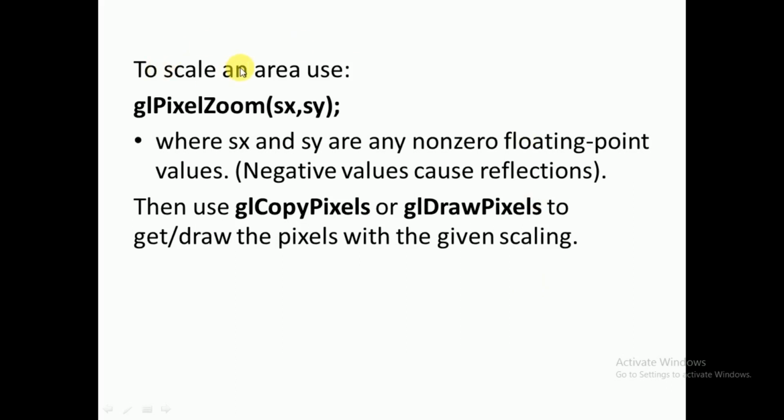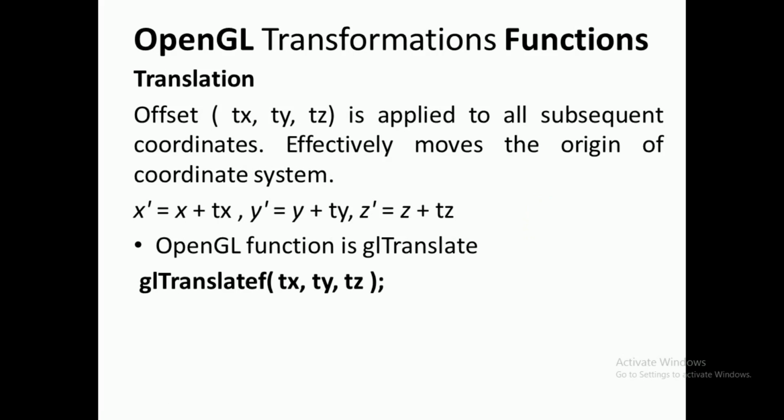To scale an array area, use glPixelZoom(sx, sy), meaning by how much you want to multiply pixels in the X direction and in the Y direction, where sx and sy are any non-zero floating-point values. Negative values cause reflection. Then use glCopyPixels with the zoom, or glDrawPixels to draw. These are the APIs available for geometric transformations.